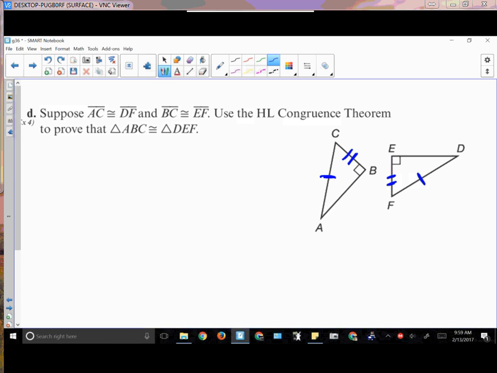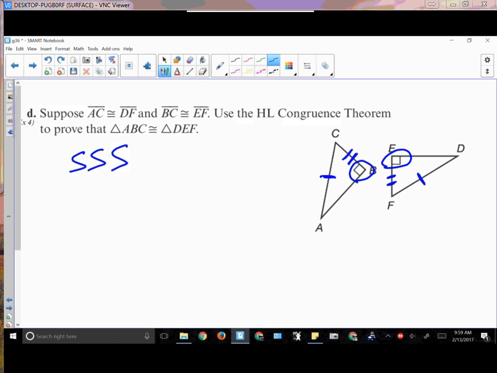But in this case, we know that we have a right triangle. If I know two sides of a right triangle, do I know the third side? Yes, by Pythagorean theorem. So this one works by side, side, side. So side, side, side allows us to go through and say that HL congruence works. I know the hypotenuse and I know a leg. I know that it's going to be congruent.